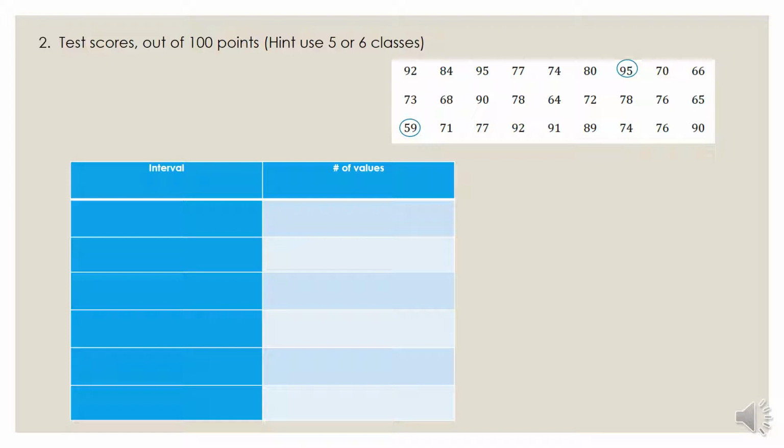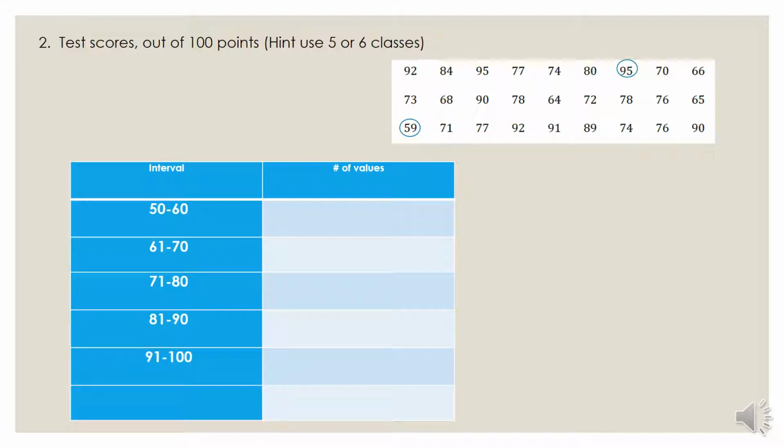So I'm just going to break this up the classic way for test scores. I'm going to use 50 to 60, 61 to 70, 71 to 80, 81 to 90, and then 91 to 100. Now you could break this up in 5s if you wanted to. You could go 50 to 55, 56 to 60. It's just all what you prefer. To me, this is the easier way to do it.